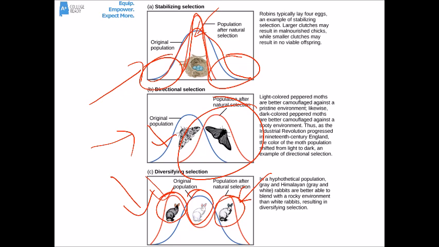So the frequency of the population very quickly shifted so that the dark gray became more and more common. The gray and white became more and more common, but the white rabbits themselves, those became less and less frequent. So that's diversifying or disruptive selection.